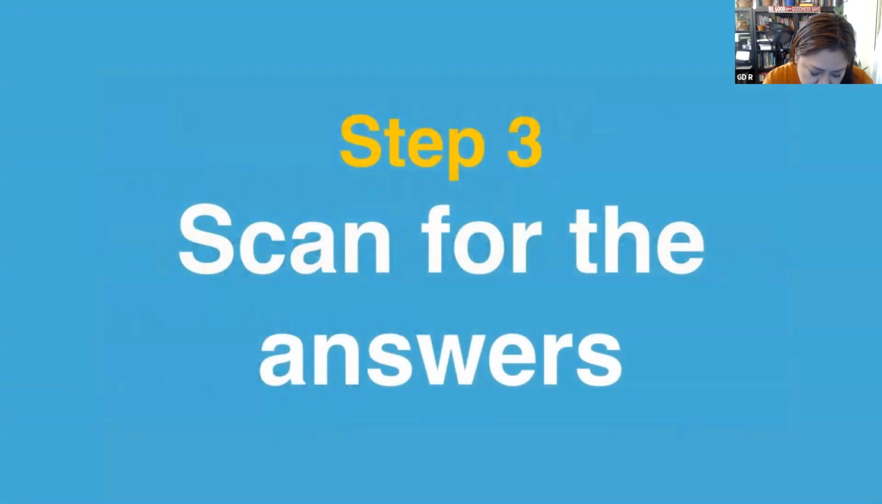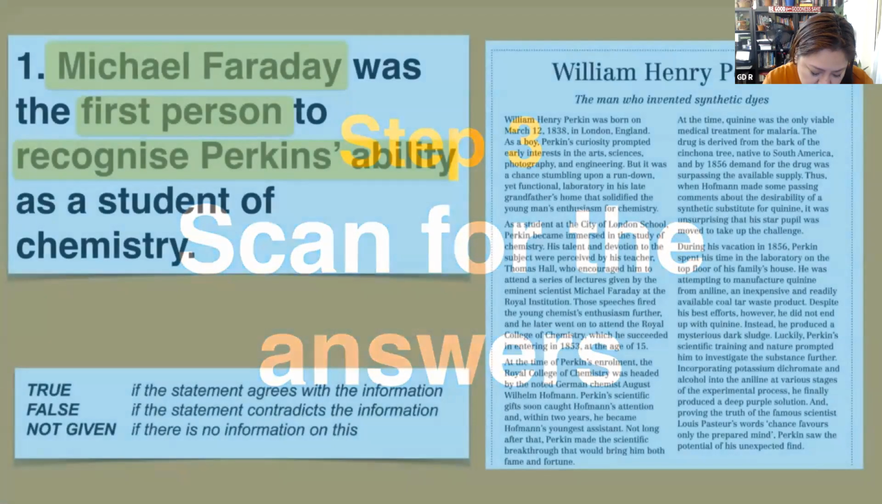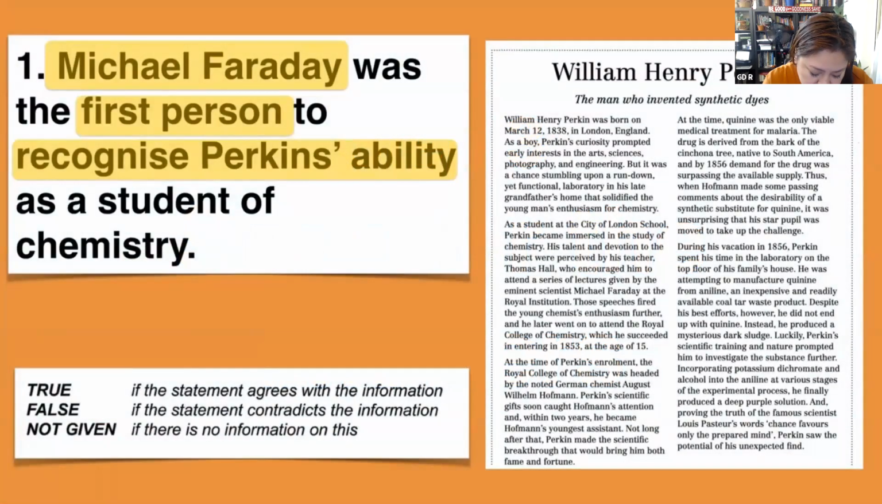And in step 3, you need to scan the text for the answer. So here we have the question on the left. Remember, it's a true, false, not given question. And the text on the right. So Michael Faraday, first person, recognise. Recognise, can you think of a synonym? Maybe saw, Perkins' ability. So let's have a look.